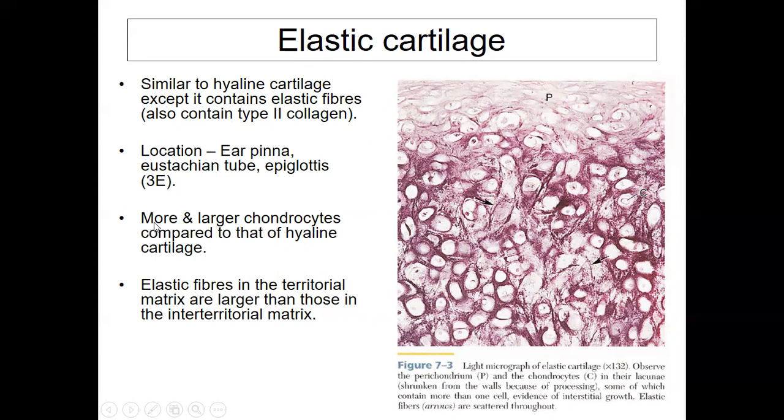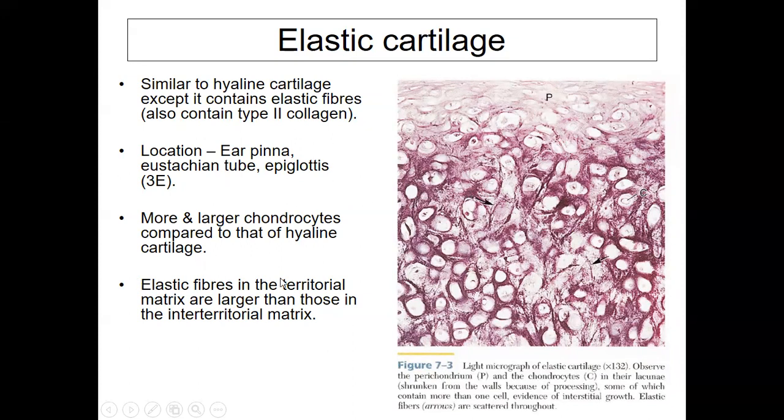For the elastic cartilage, there are more and larger chondrocytes compared to the hyaline cartilage. The number is more and the size is larger. And the elastic fiber in the territorial matrix is larger than those in the interterritorial matrix. You can see here, in the interterritorial matrix, the elastic fiber is smaller compared to the elastic fiber in the territorial matrix. So that's why the color is darker in the territorial matrix.